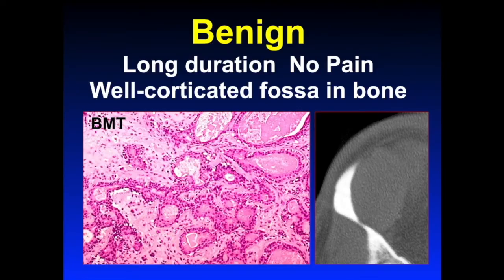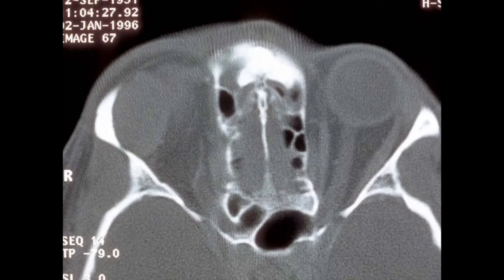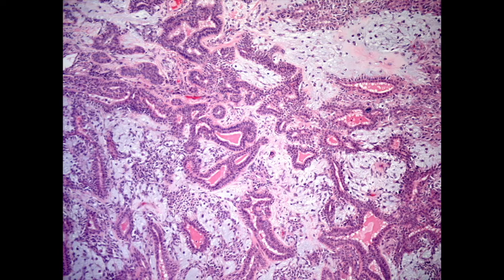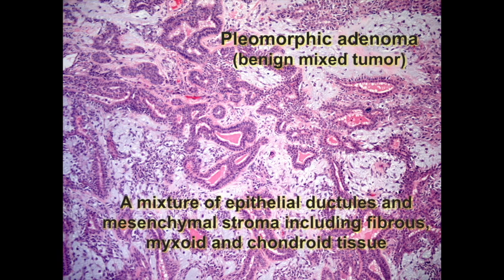Clinical signs of a benign tumor include long duration of symptoms, absence of pain, and the presence of a well-corticated fossa in the orbital bone. In contrast, signs of malignancy include short duration, presence of pain, bone erosion, and calcification. Here's a well-circumscribed pleomorphic adenoma with the corticated fossa in the bone. Pleomorphic adenomas are also called benign mixed tumors, reflecting the fact that they're composed of a mixture of epithelial ducts and mesenchymal stroma that can include fibrous, myxoid, and chondroid tissue.